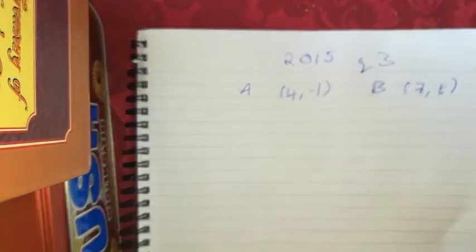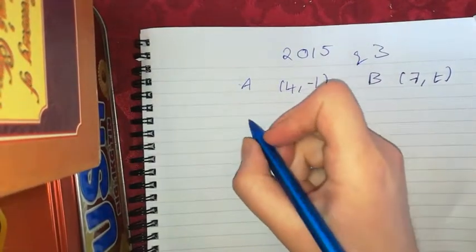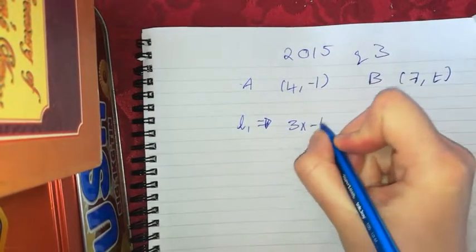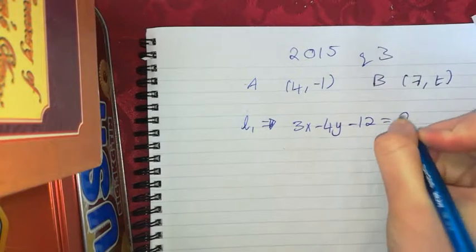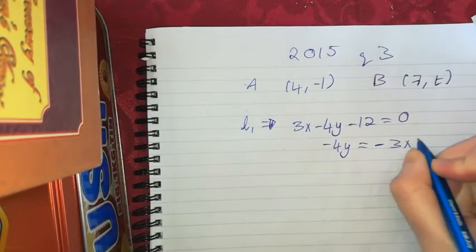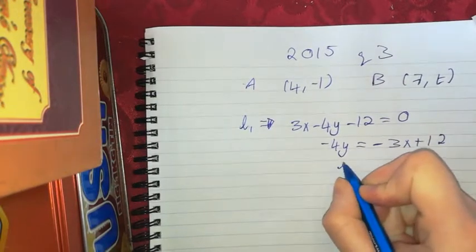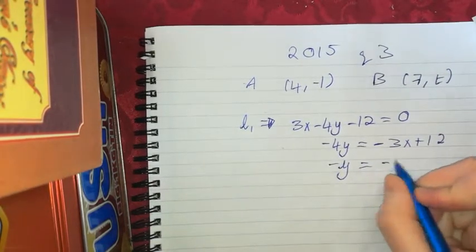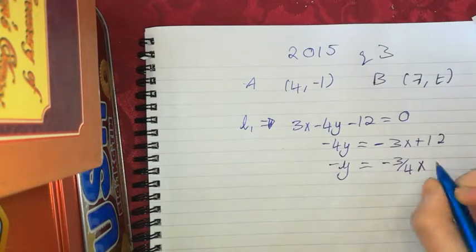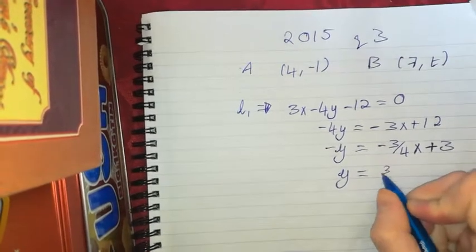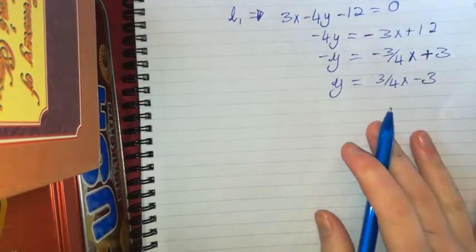Well, if one line is perpendicular, I want to get the slope of my line L1. I can write it in terms of y equals mx plus c. So then -4y is equal to -3x plus 12. We just want y by itself, so minus y we'll get first. So -3/4 x, and then plus 12 over 4, so plus 3. And just to get y, it is 3/4 x minus 3. So the slope of line L1 is 3/4.